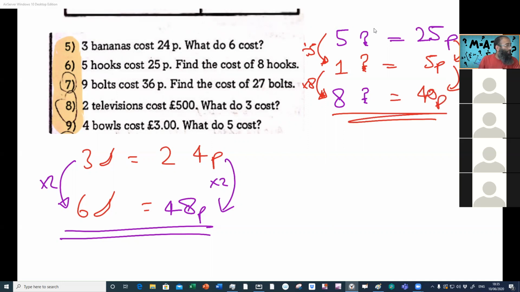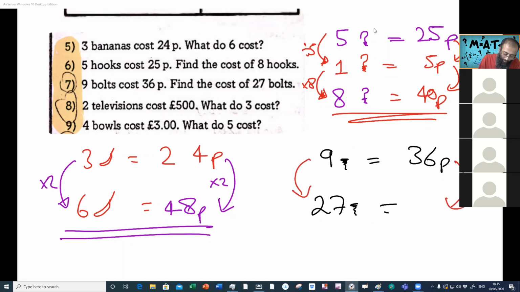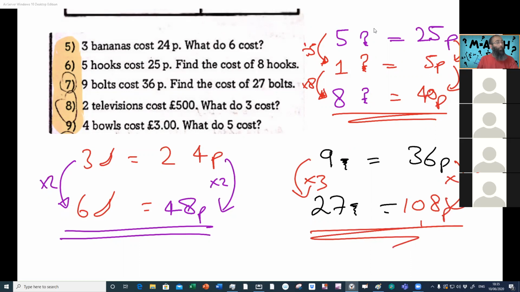And since you're there, you might as well just do 1 more question for me. Let's do the 9 bolts. We've done that one earlier, actually. 9 bolts cost us 36p, and I want you to work out 27 bolts. So how do we do that one, Suleiman? So 9, you can just times it by 3 straight away and you get to your answer straight away. Okay, so 36 times by 3 is? Okay, that is 108.